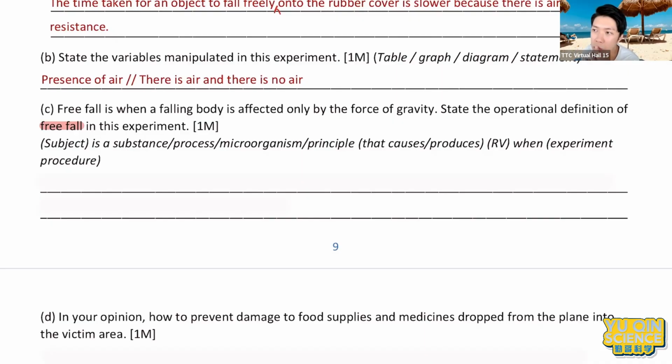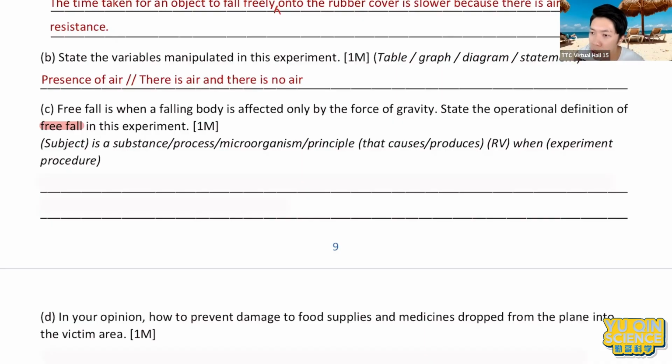Free fall is rather causes object to fall freely on a rubber cover when air is removed from the cylinder. Sash, time taken. Oh wait, fall freely, removed from the cylinder tube that causes fall faster. I think your "faster" should be put in front now. Why do you like to put it like that? I realize you like to put things behind though. Time taken for object to fall freely on the rubber cover faster when air is removed from the cylinder. Your "faster" is put in the wrong place already. But good try.